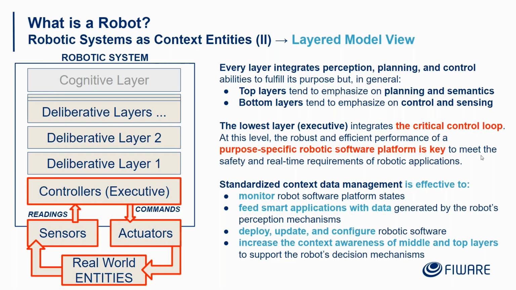So what can standardized context data be useful for? Here we propose to monitor robot software platform states, to feed a smart application with the data generated by the robot perception, to deploy, update, and configure this running robotic software, and to increase in general the context awareness of middle and top layers, as we showed in the example.